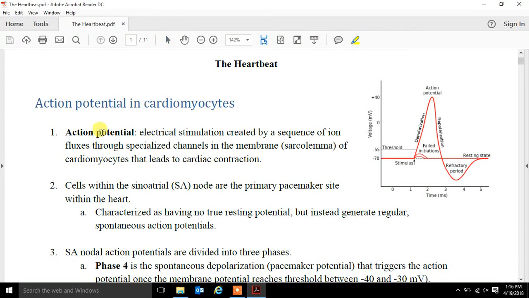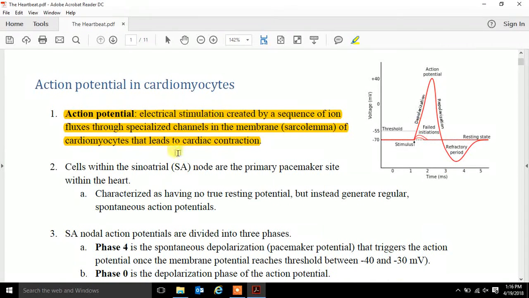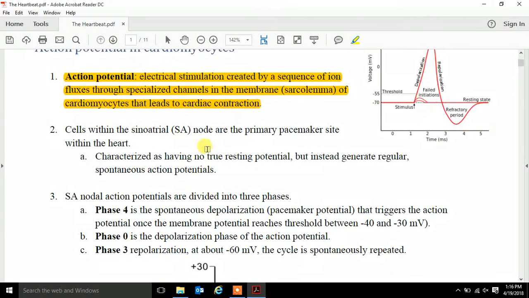Let's just do a little highlighting here. Again, some of this is a little bit of a review if you've had AMP or 603, but we're going to go through it in a little bit of detail. So the SA node, the sinoatrial node, is the primary pacemaker site within the heart, and we'll talk about it in isolation here to begin with. It's characterized as having no true resting potential, and it generates a regular, spontaneous action potential.